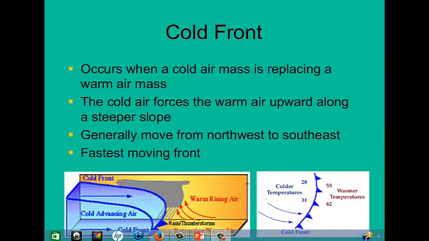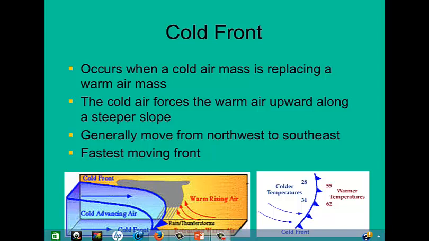The next type of front is the cold front. This occurs when a cold air mass is replacing a warm air mass. The cold air forces the warm air upward along a much steeper slope than in the warm front earlier. Generally, these move from the northwest to the southeast, and it's the fastest of all the moving fronts.